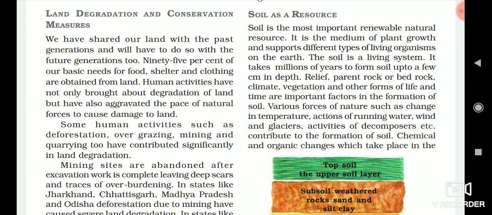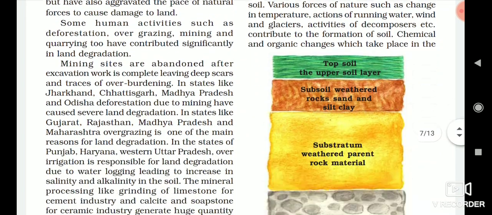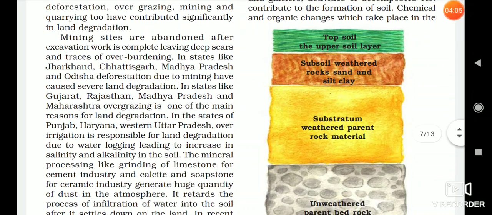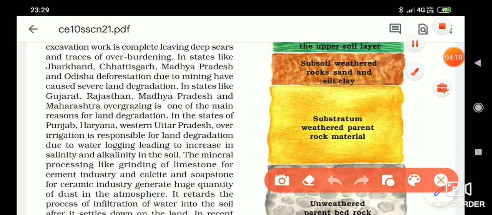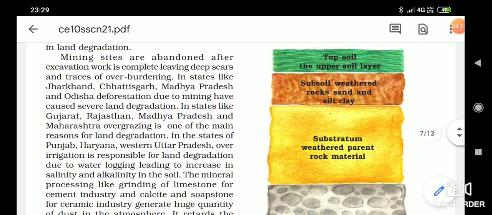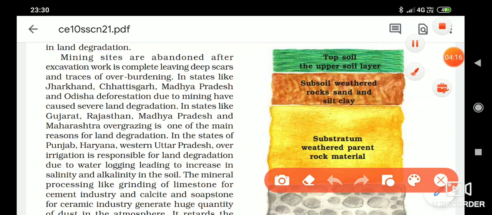Soil as a resource. So the next topic is soil as a resource. Okay, let me tell you that soil is a renewable resource as well as an abiotic resource. Let's have a look at this soil profile. The topmost layer is the topsoil. Just below this are the subsoil, weathered rock, sand and silt, clay.